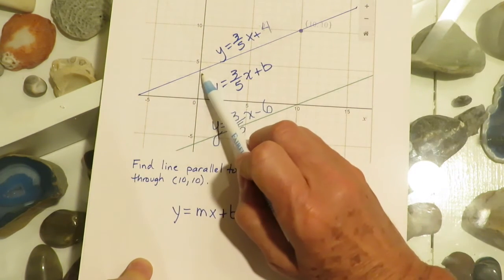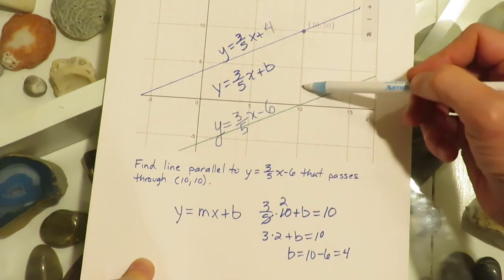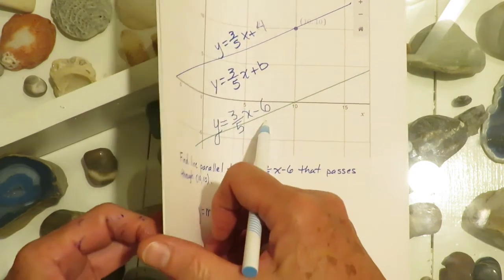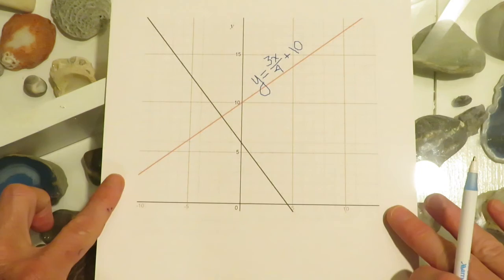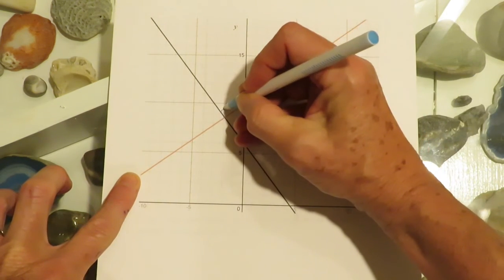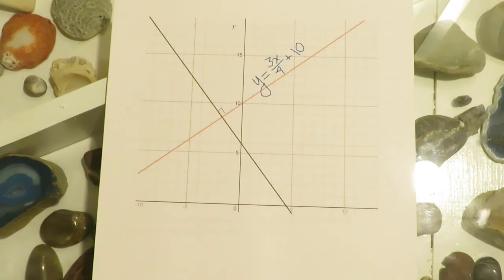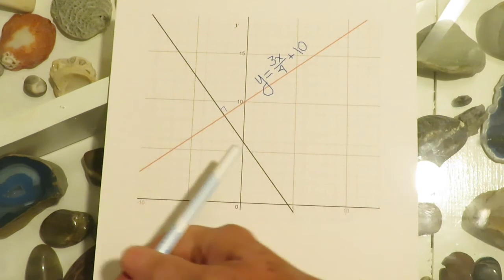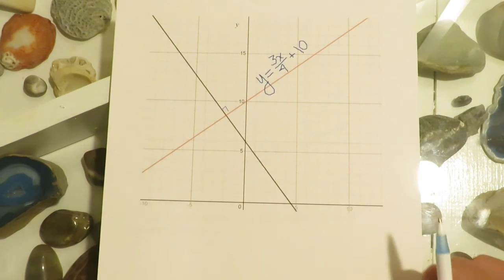And notice if I connect the point (0, 4) with (10, 10), I can tell that line is parallel to the one that we started with. Now, perpendicular lines form a 90-degree angle. That's what perpendicular means. And notice when my line has a positive slope, a line perpendicular to it is going to have a negative slope.